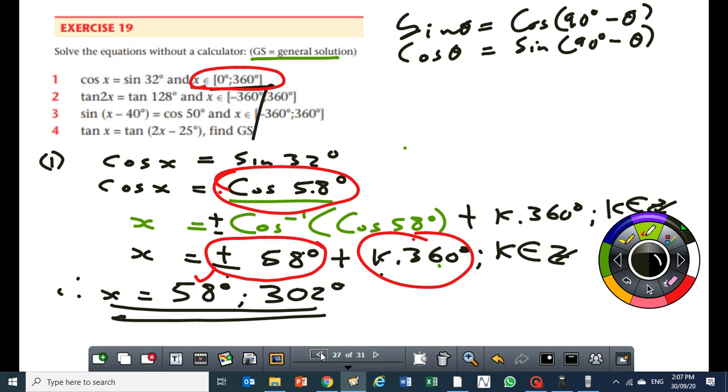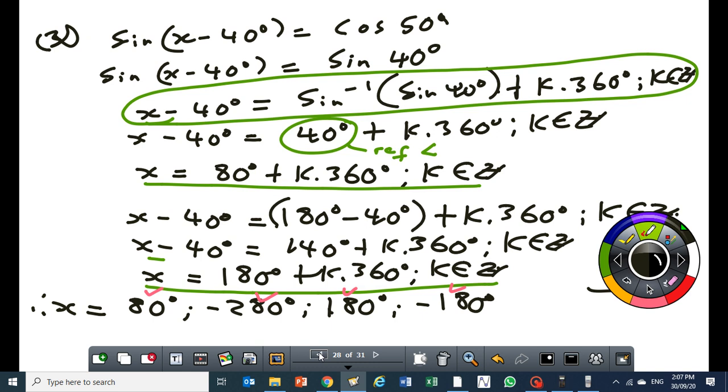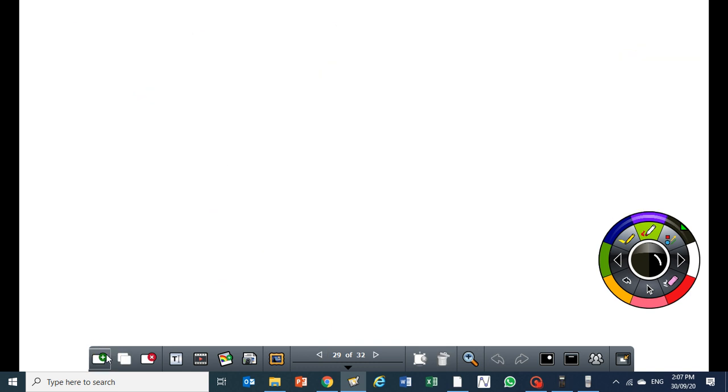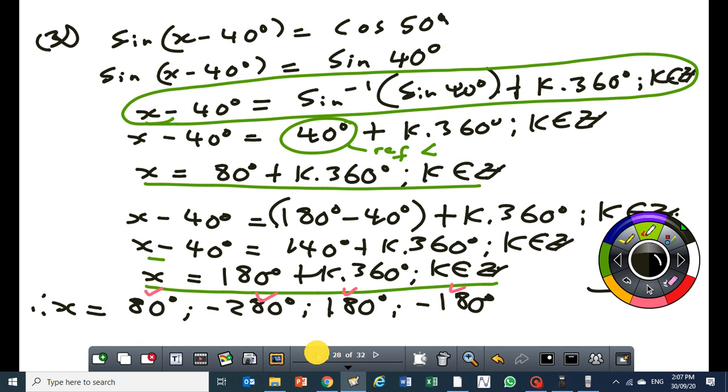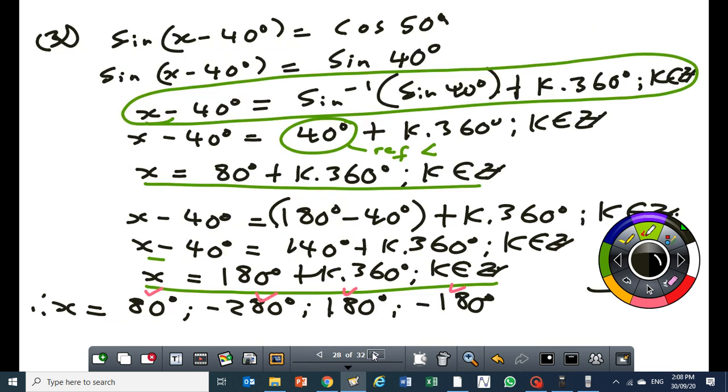Number 4. So number 4 is tan x equal to tan of 2x minus 25.